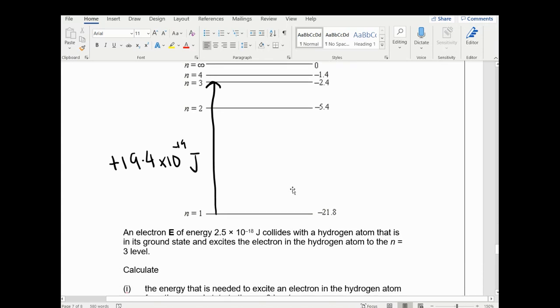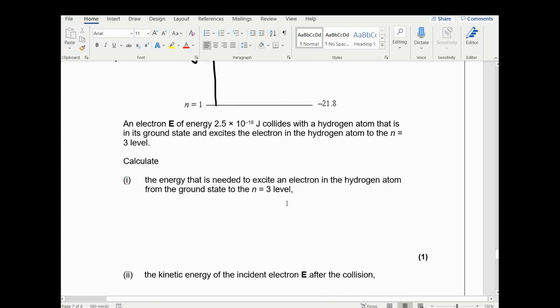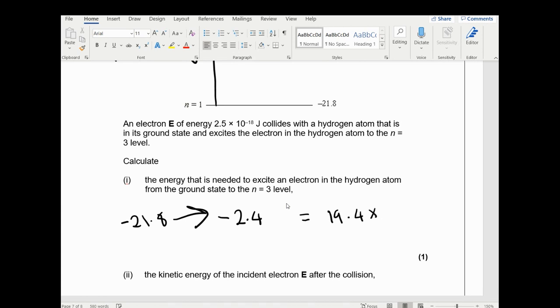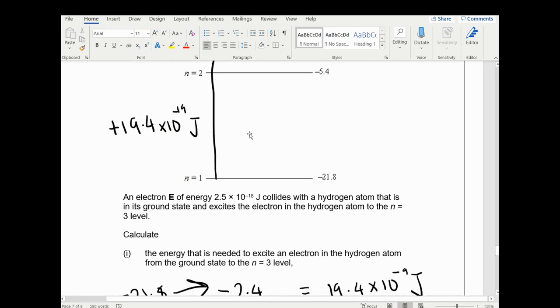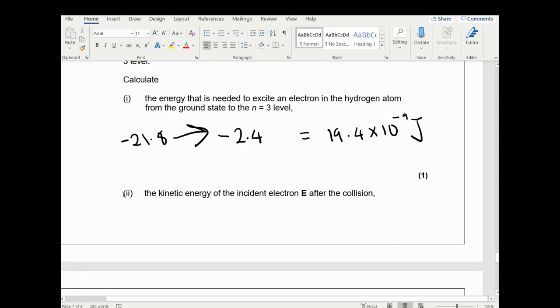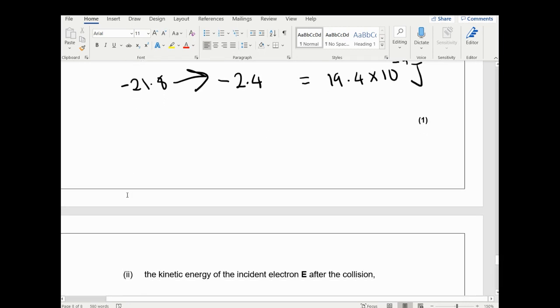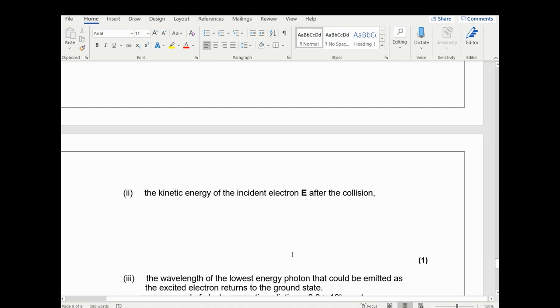So here I've got minus 21.8 going all the way to minus 2.4, which equals 19.4 times 10 to the minus 19 joules of energy that need to be added to go from that position to that position. Calculate the kinetic energy of the electron after the collision.